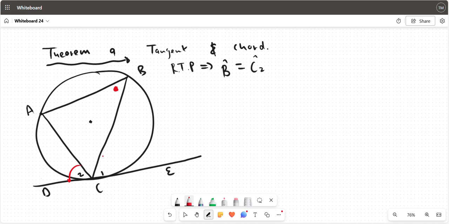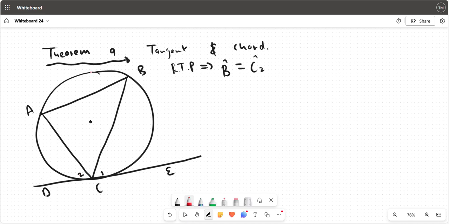This also follows that C1 will then be the same as A up there. So I'm just going to prove one of them, but as soon as you can prove one of them, you can extend it to the other one, right? So what are we required to prove? I've already written it there, that B is the same as C2.